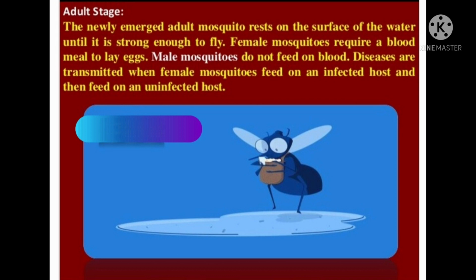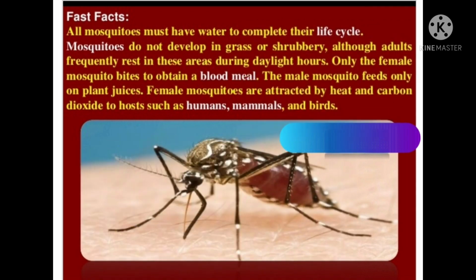Diseases are transmitted with female mosquitoes feeding on an infected host and then feeding on an uninfected host. When the female mosquito first feeds on an infected host, followed by feeding on an uninfected host, the disease and bacteria are carried with them to the next person to whom they are reaching in search of blood.